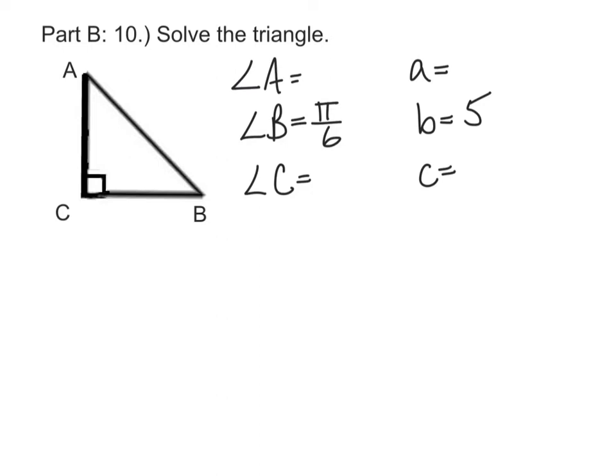In problem 10, we're going to solve the triangle again, but this time the angles are measured in radians. Still, our process is going to be the same. Identify first what we know, and that is that angle B is pi over 6 and side B is 5. We still need to find angles A and C as well as sides A and C.